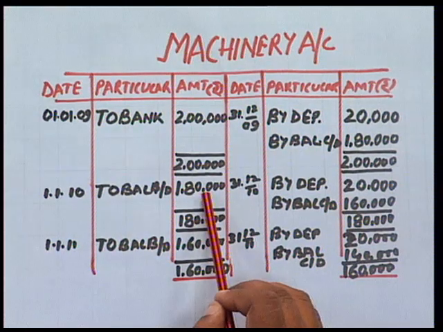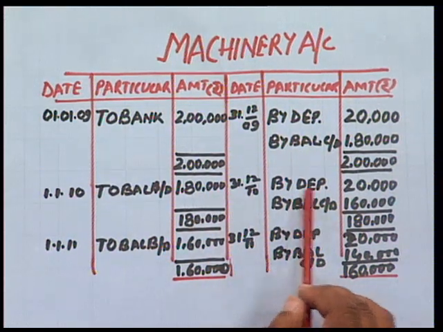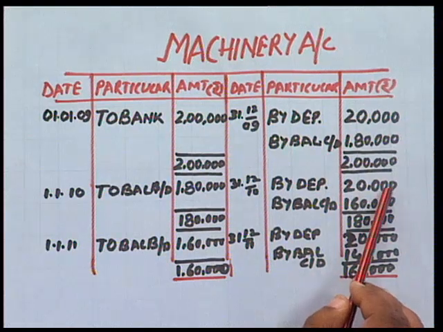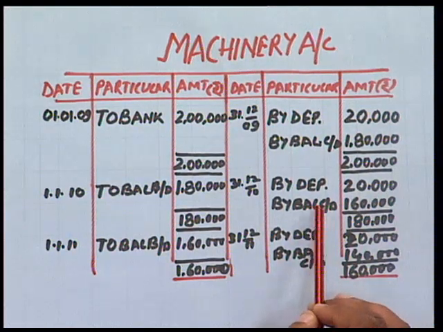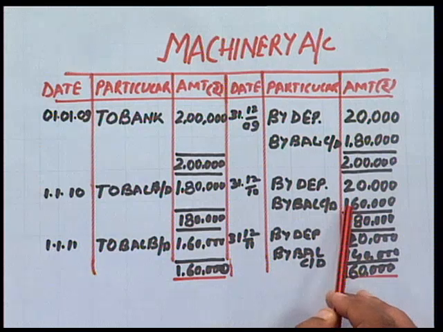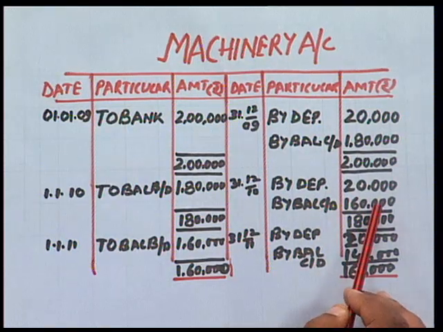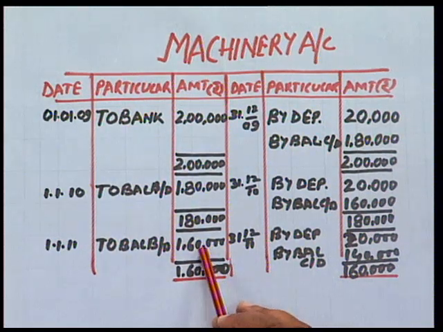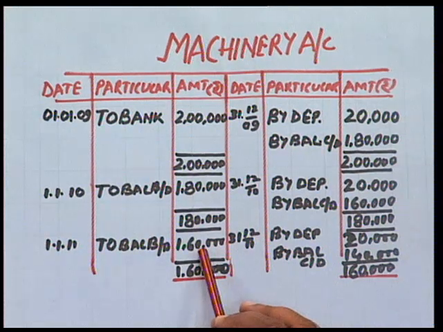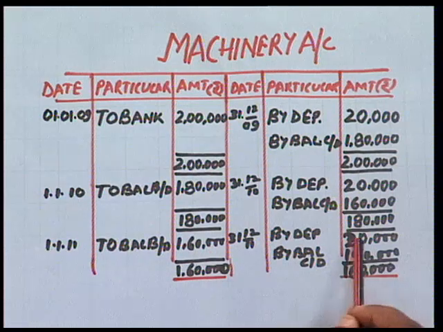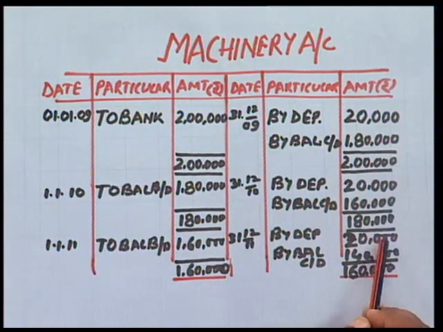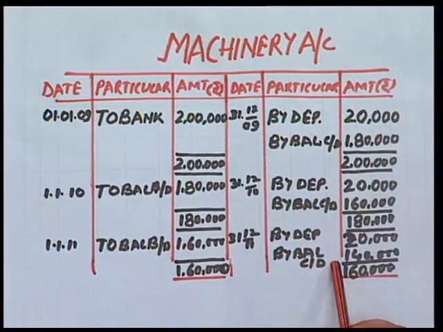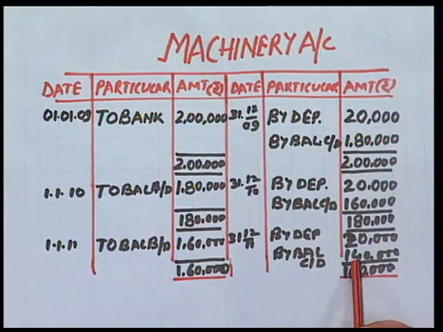Again we will charge depreciation under the straight line method, the same constant amount of rupees 20,000, and the balance of the machinery will be 1,60,000. This 1,60,000 will become the opening balance at the end of the year, and then it will become an opening balance at the beginning of 2011, which is 1,60,000. And finally we will charge at the end of the third year a depreciation of rupees 20,000, and at the end of the year 2011 the balance of machinery left will be 1,40,000.